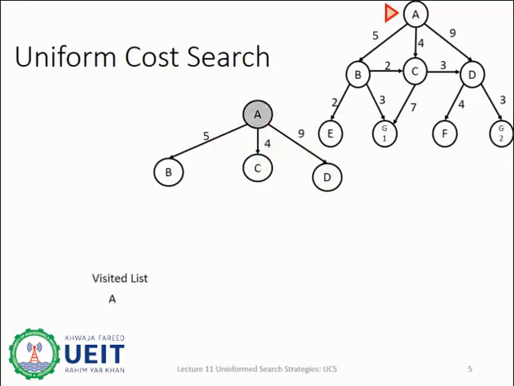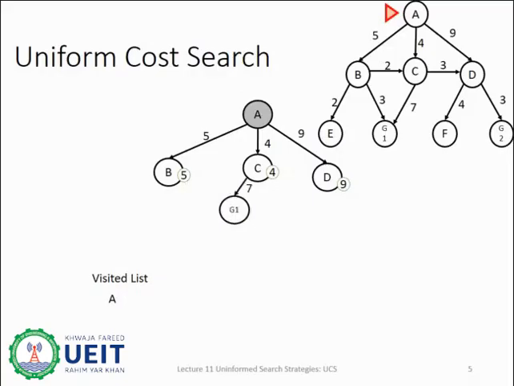A will be placed in the visited list. The path cost against each node will be mentioned along the nodes, and it will take a path cost of 5 to reach node B, 4 to reach node C, and 9 to reach node D. We will expand that node which has the minimum path cost, and it is C in this case.